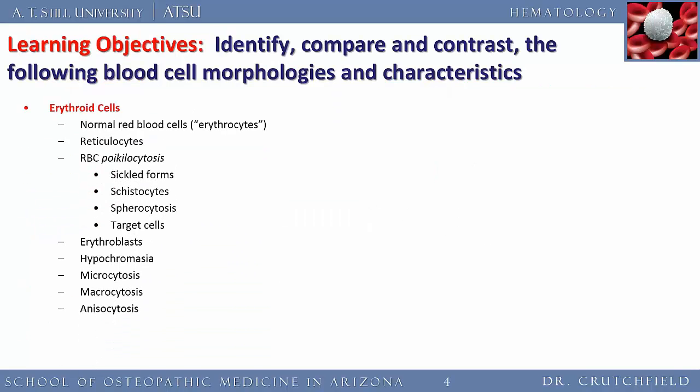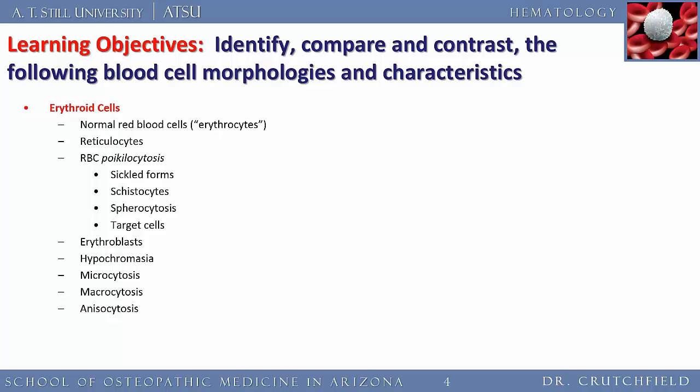So let's take a look at some of the learning objectives for this presentation. First and foremost, we need to recognize what a normal red blood cell looks like. Then we're going to look at some reticulocytes, and then some red cells which are deformed, and that's known as poikilocytosis. We're going to look at some sickle cells, some schistocytes, spherocytes, and target cells. And then there's going to be a little bit of an introduction to hematopoiesis.